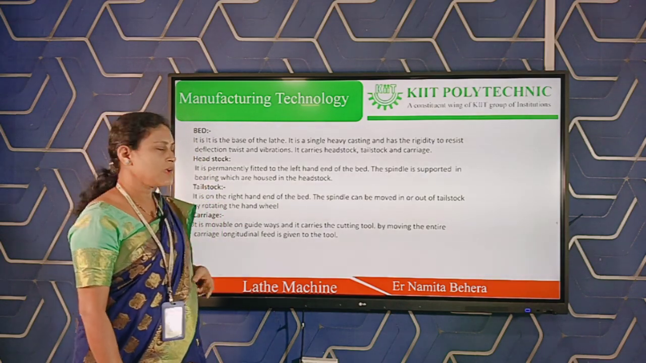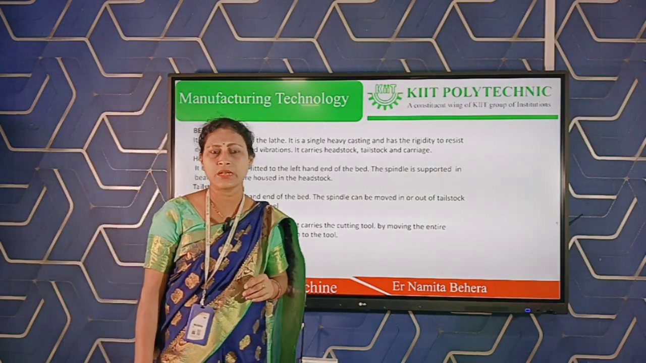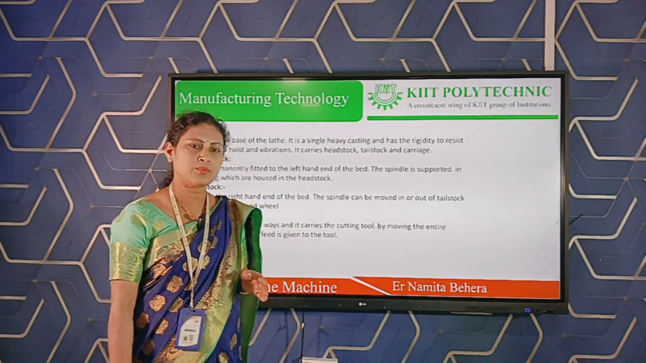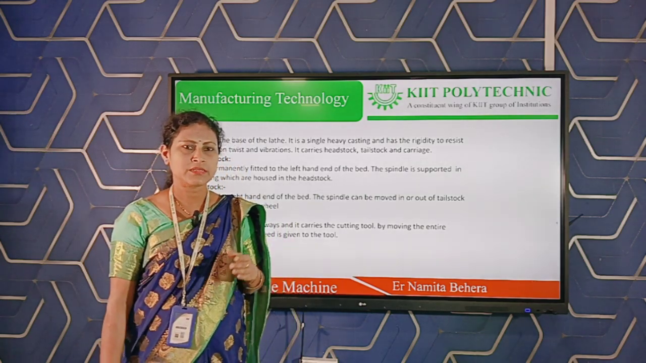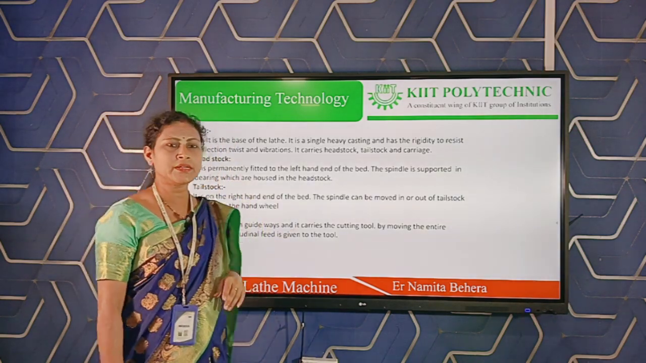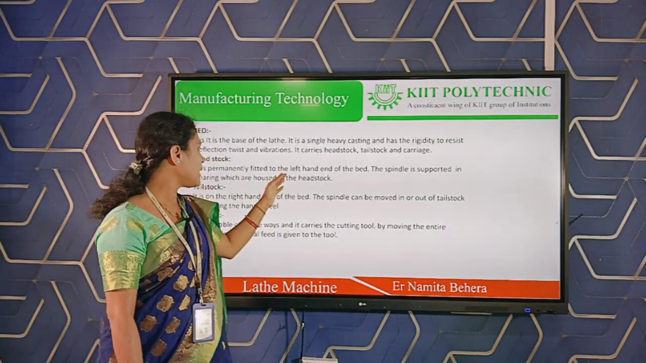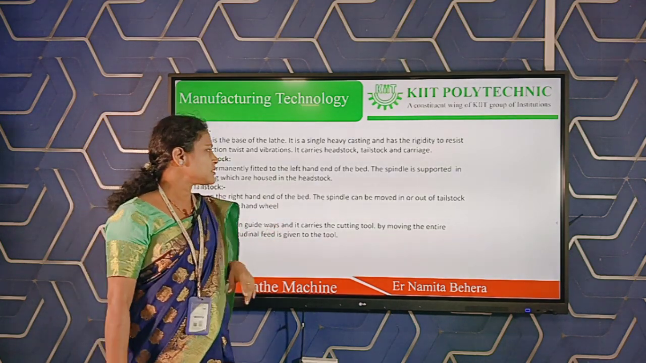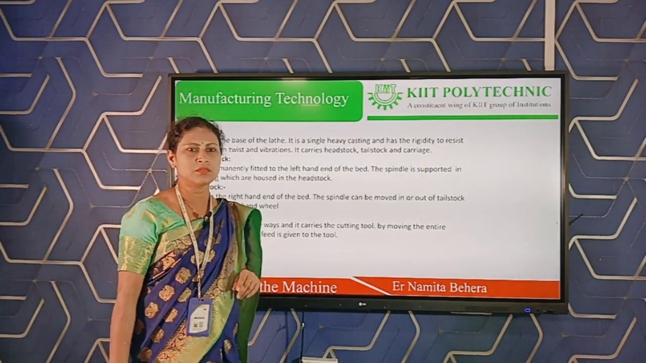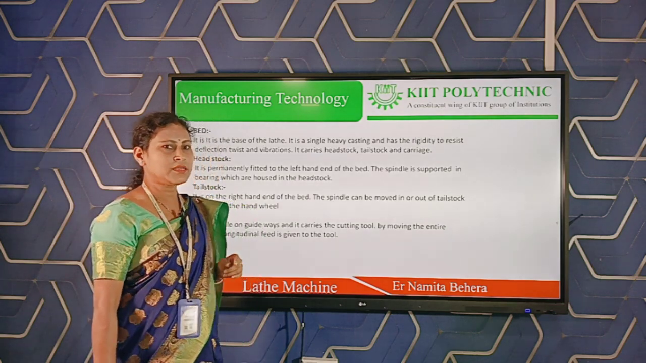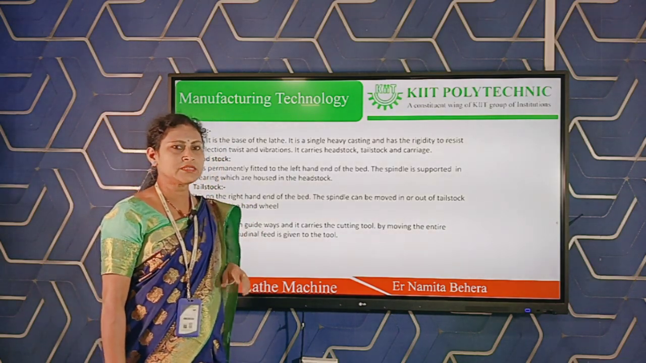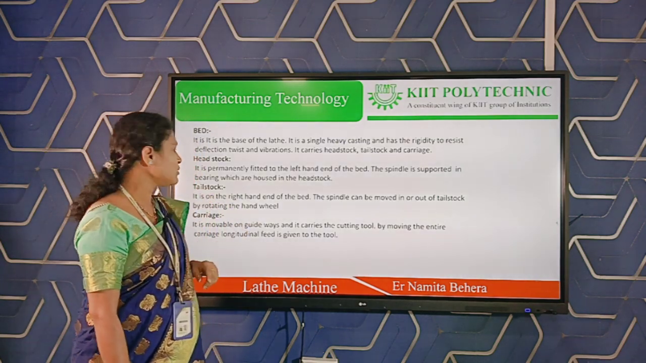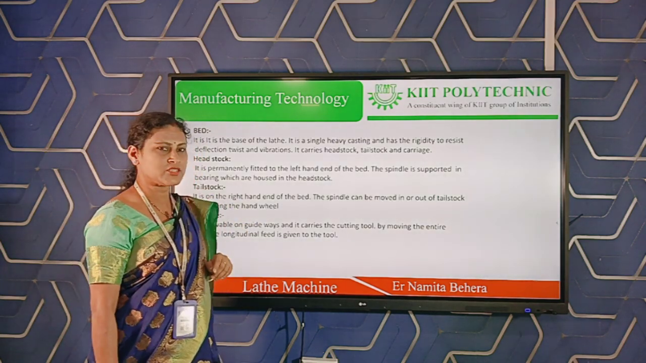Then headstock. Headstock is a box-like structure, and it is also made up of cast iron. It is permanently fitted to the left hand end of the lathe bed. The headstock carries the spindle and contains a gearbox. The spindle is supported in bearings which are housed in the headstock.